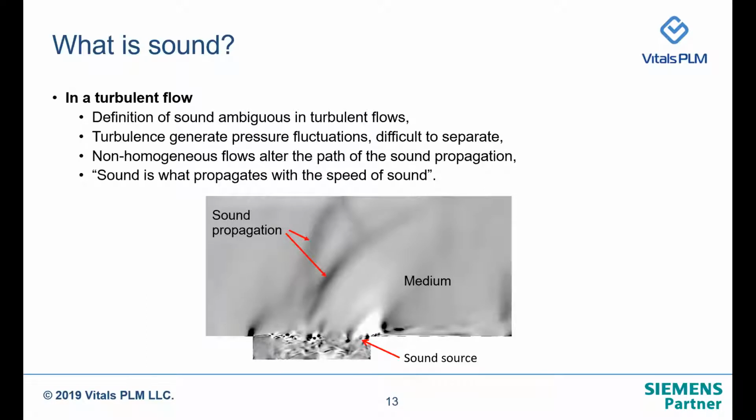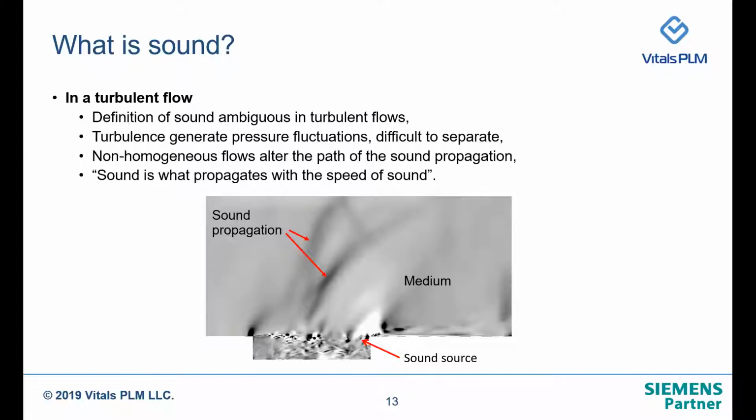But in the presence of flow, the way sound is perceived is totally different. Especially in the presence of turbulent flow, the definition is quite ambiguous, because turbulence creates pressure fluctuations, and it's difficult to separate the fluctuations created by sound propagation from the pressure fluctuations created by turbulence. Also, non-homogeneous flows will alter the path of sound propagation.